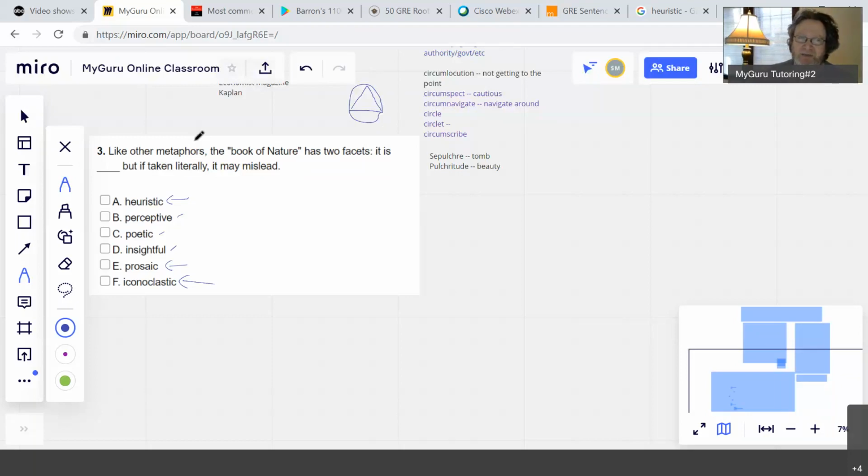Now, because here we're focusing on vocabulary, we're not focusing too much on the strategy behind these sentence completions. But you do want to be on the lookout for words like but. It's something potentially good, but if taken literally, it may mislead. So you're looking for synonyms because this is a synonym type of question. But you've also got a couple of difficult words in here.